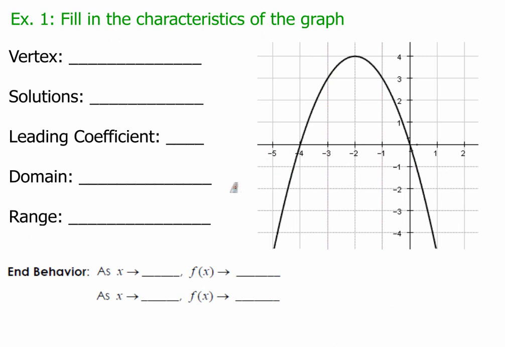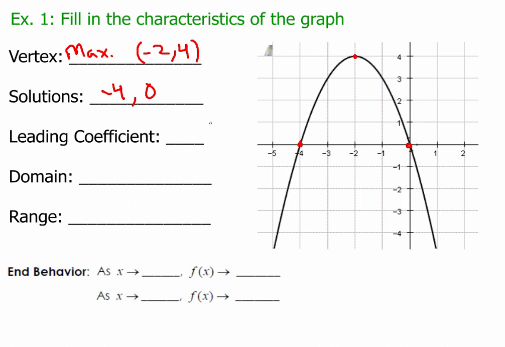So going by what we know now about the different characteristics of a quadratic equation, let's go ahead and fill in these characteristics of our graph here. So first question is the vertex. First off, if I look at this, I want to say that our vertex is a maximum. And the coordinates of it, it's right here at negative 2, 4. So this graph has a maximum of negative 2, 4. That's the vertex. For the solutions, remember the solutions are the x-intercepts. So our two solutions are negative 4 and 0.